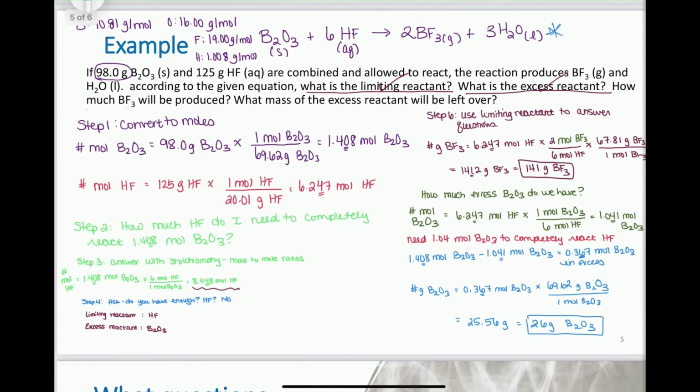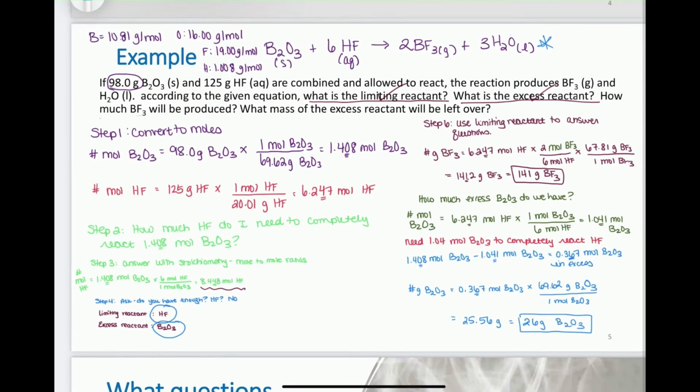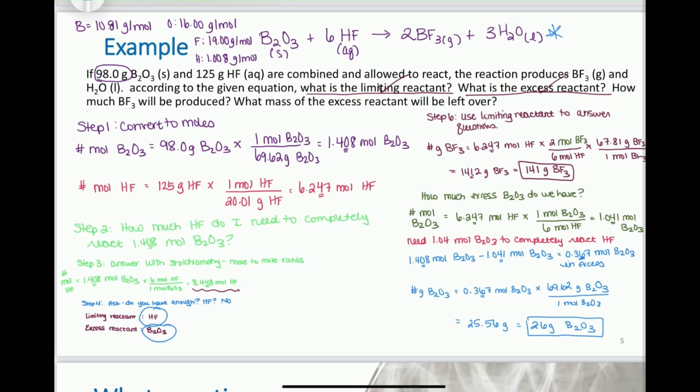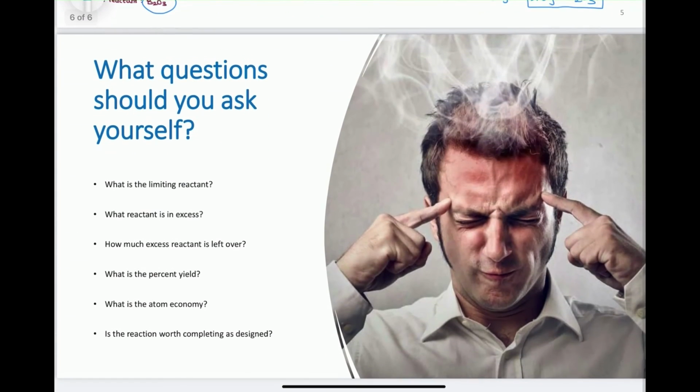Now, in that question, again, I've answered all the questions. What's my limiting reactant? HF. What's my excess reactant? B2O3. How much BF3 can I produce? 141 grams. How much excess reactant will be left over? 26 grams of B2O3. So, here's just a little list I want to leave you guys with as you continue these calculations to practice.